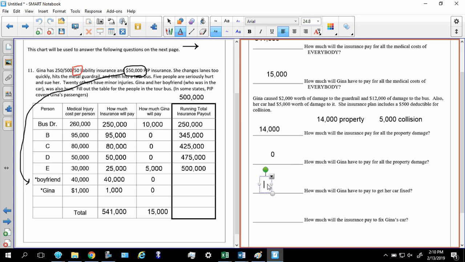Now, how much will Gina have to pay to get her car fixed? She's got to pay the deductible. Her deductible is over here. She has a $500 deductible, so that's $500 she's got to pay, which means the insurance will pay the rest, which is $4,500.